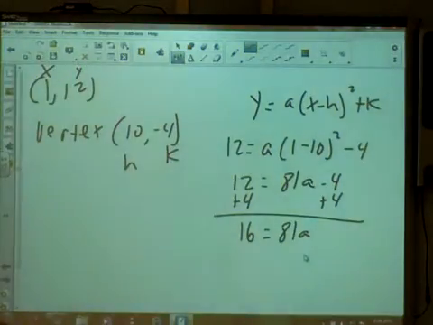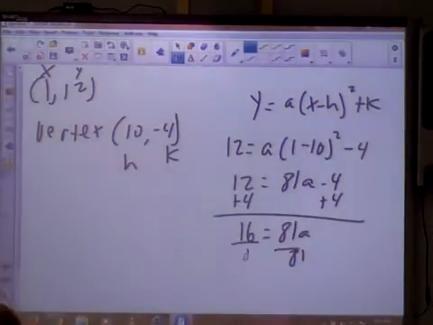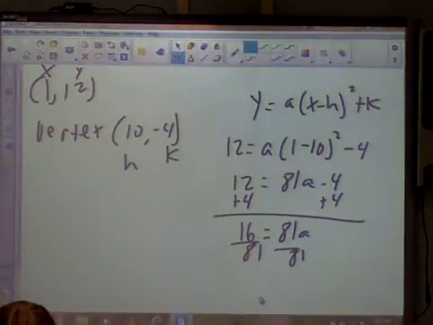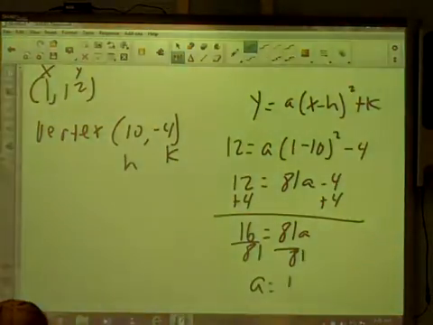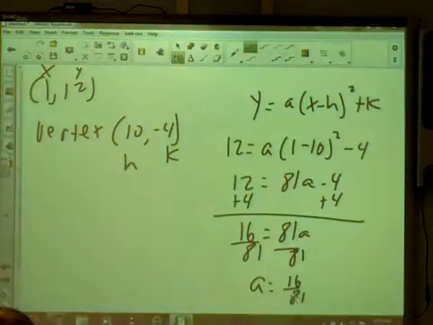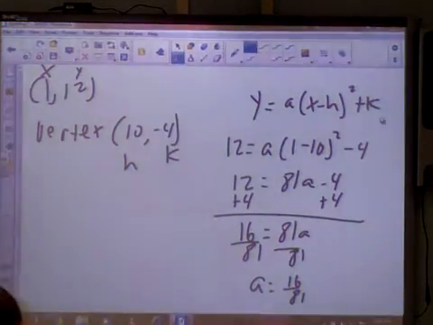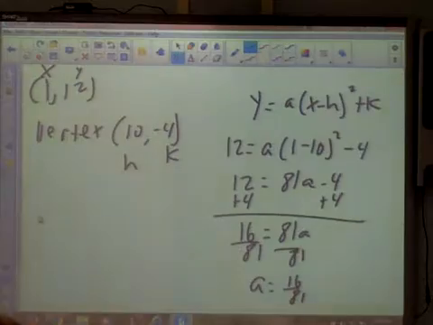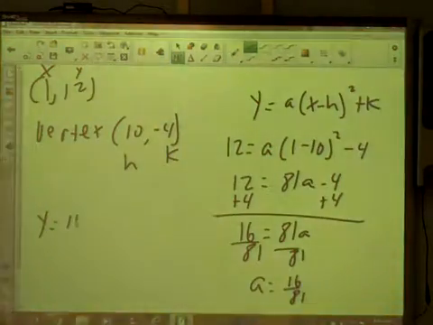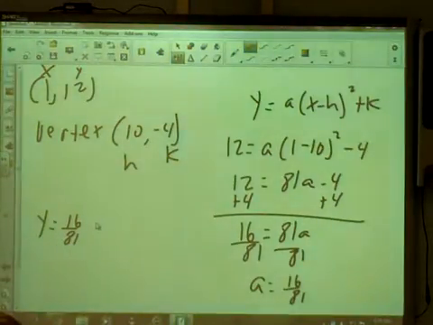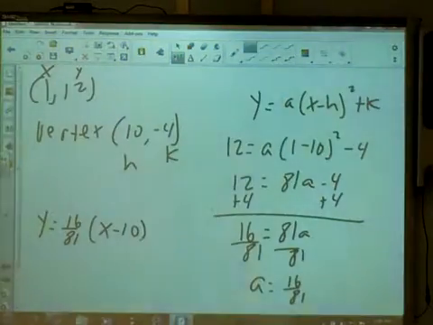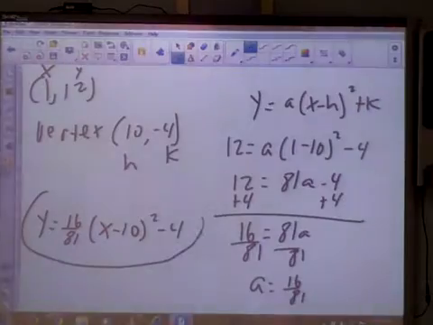Then what? Divide by 81. I don't think that will reduce, so I'm just going to leave it as 16 over 81. If you want to put it as a decimal, you can. I'm going to leave it as a fraction. So I'm going to take that a and plug it back in with my h and k. Remember, leave your y and x, your letters. So y equals 16/81 times (x minus 10) squared minus 4. That's it.